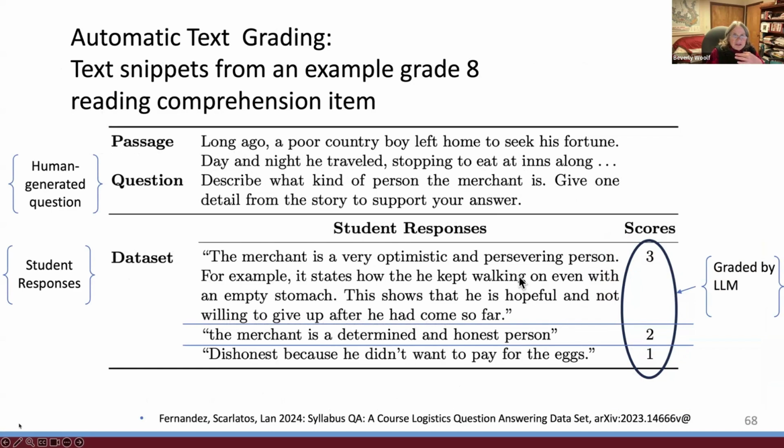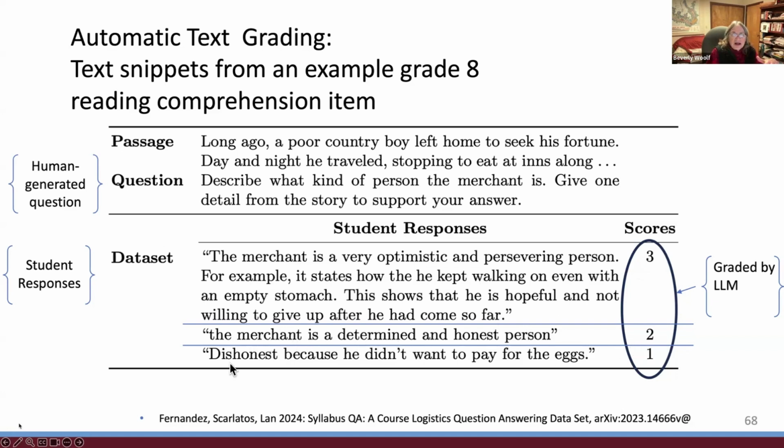In other words, the system knew what we had put in, what we had asked the students, and then just looked at the data set to see whether this is what a student produced. And the LLM just looked at that and tried to give it a score. In this case, it scored very highly for "the merchant is optimistic and perseverant," and it states that he kept walking.